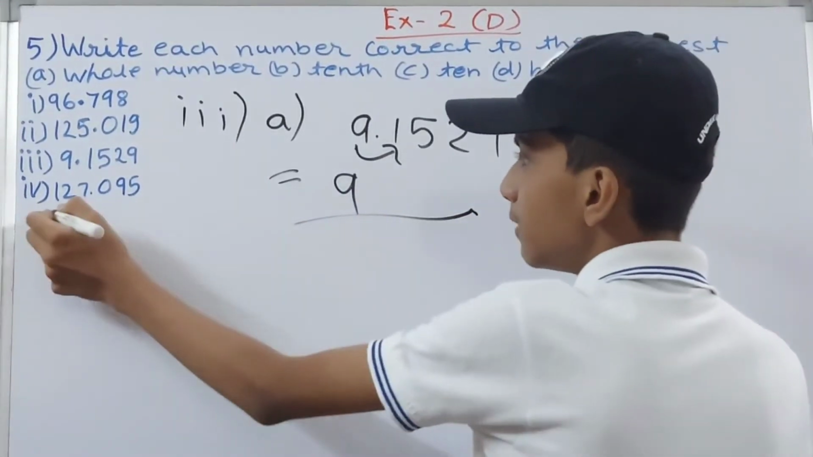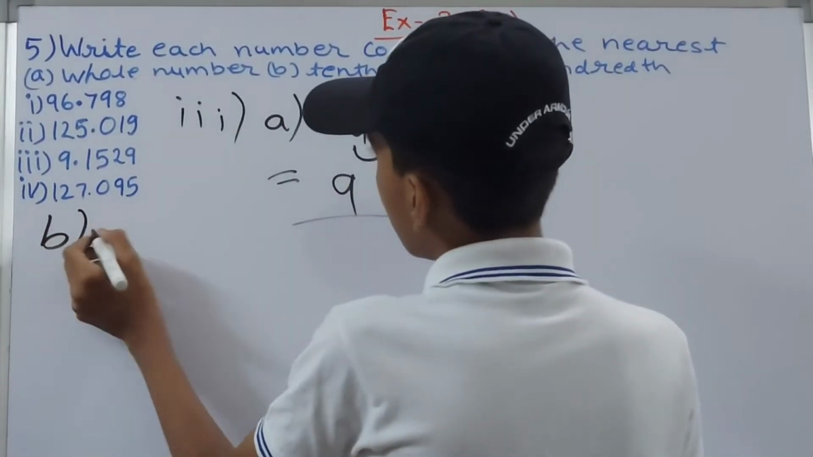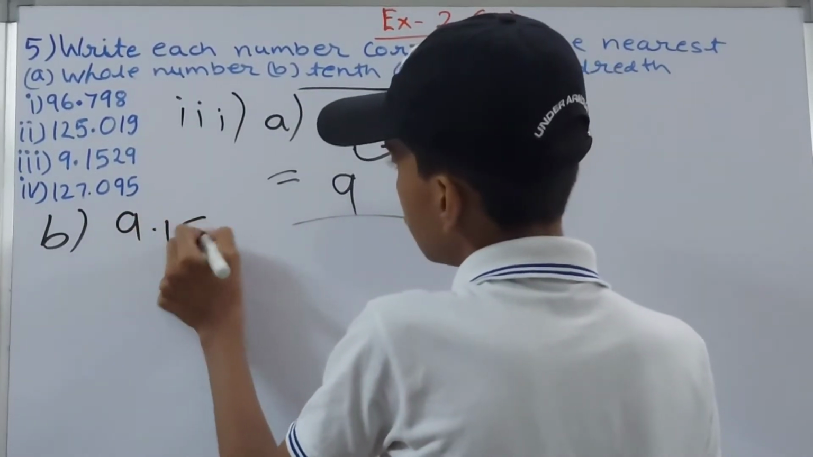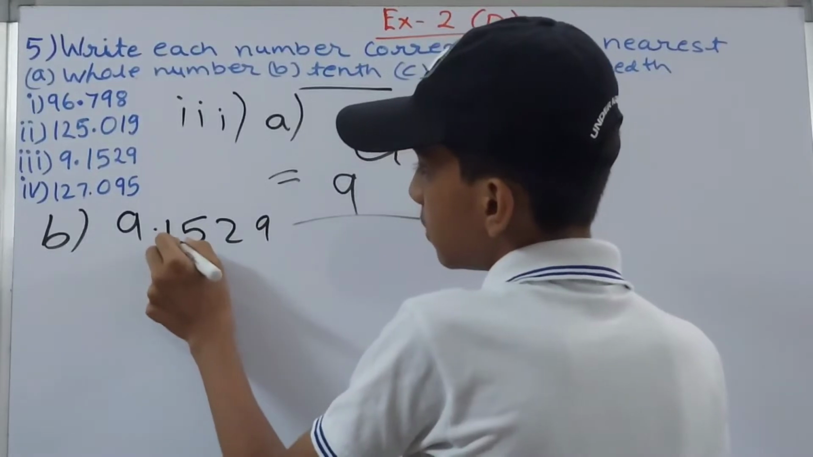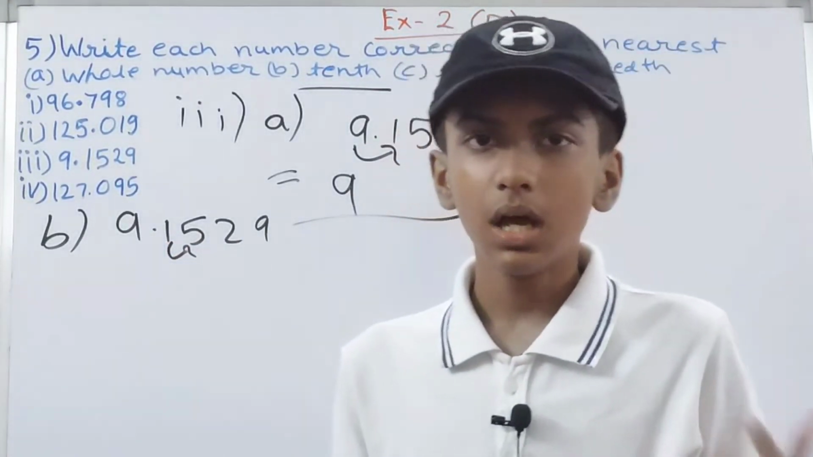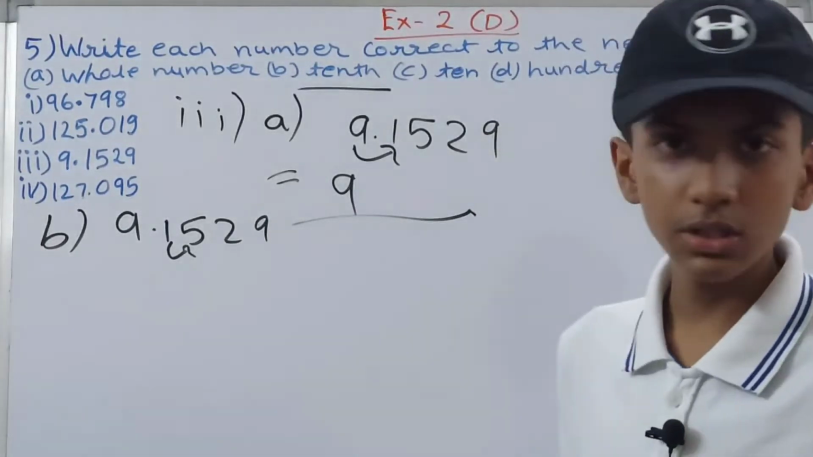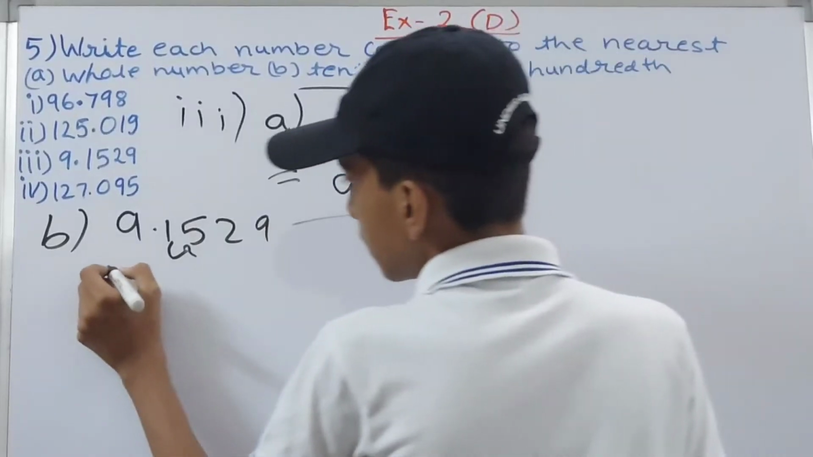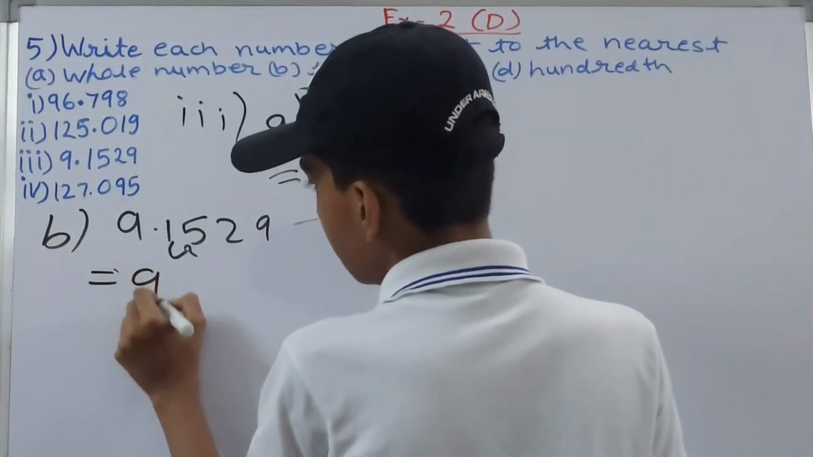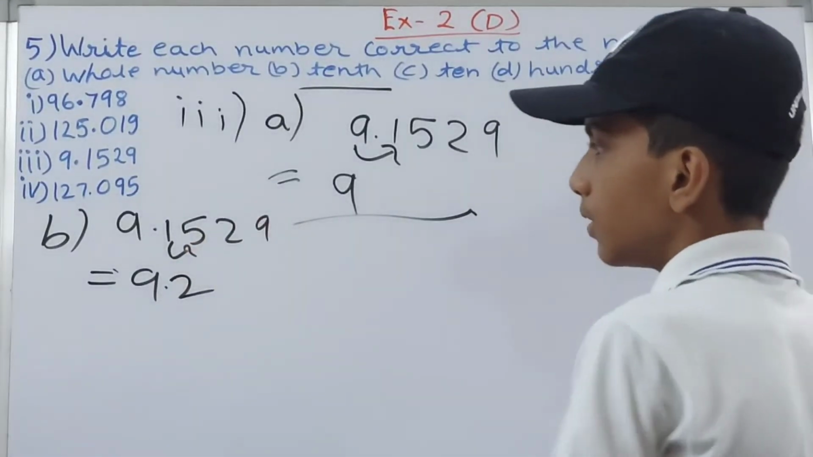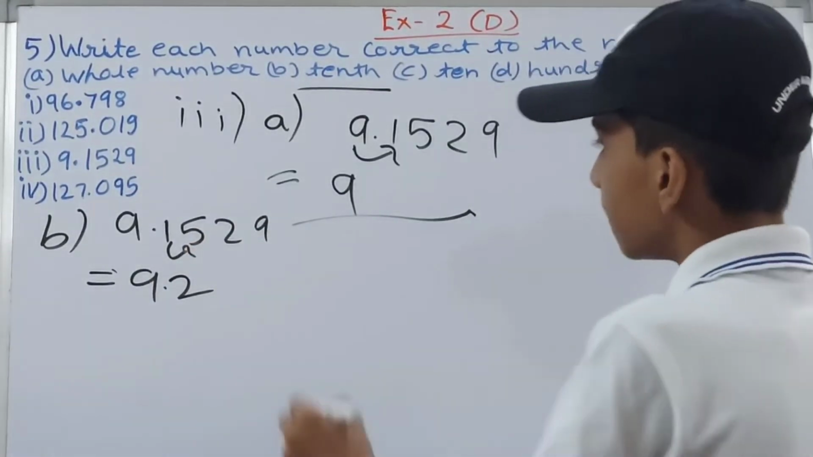Alright. Then in B we have a tenth, right? So tenth means 9.1529. The tenth place is 1, to its right is 5. Alright. So 5 is what? 5 is at the 100th place and it is equal to that. So in this case what do we do? We'll add 1 to this 1, right? So this becomes 9.1 plus 1 is 2. And this 5 to 9 will be dropped. So we get 9.2, right?